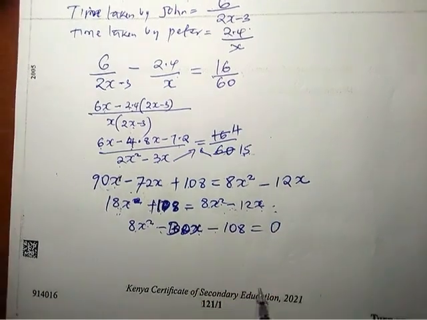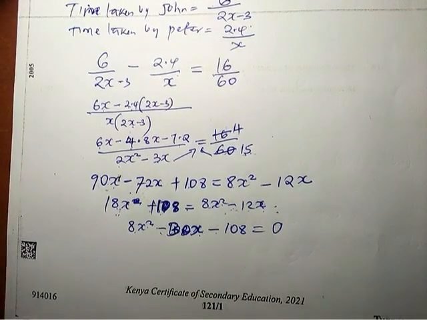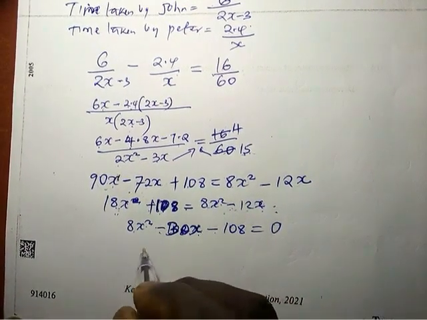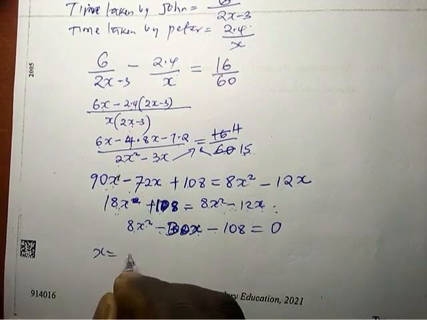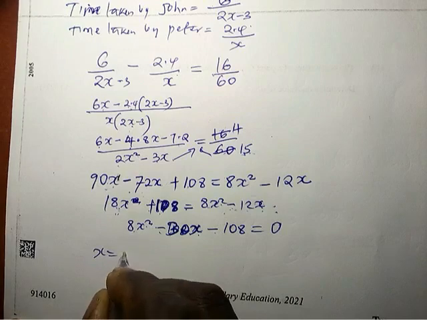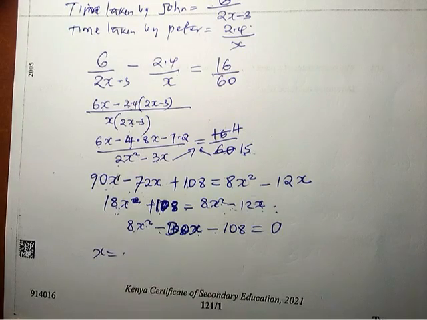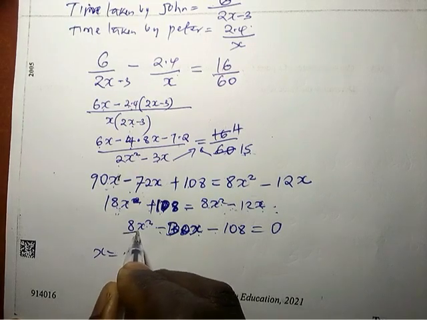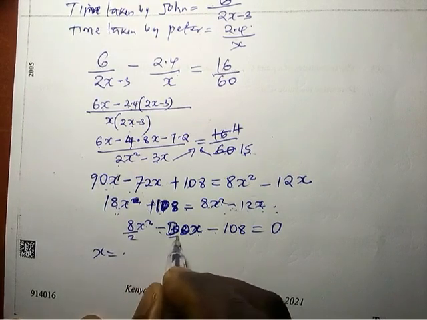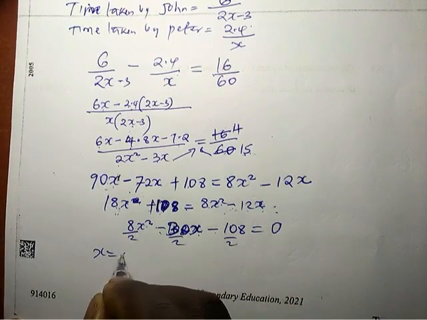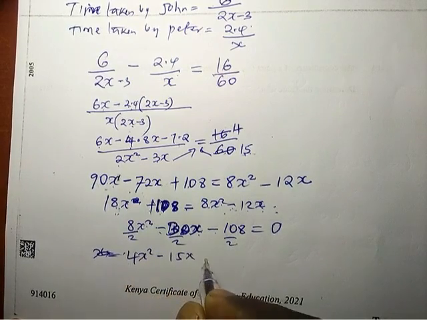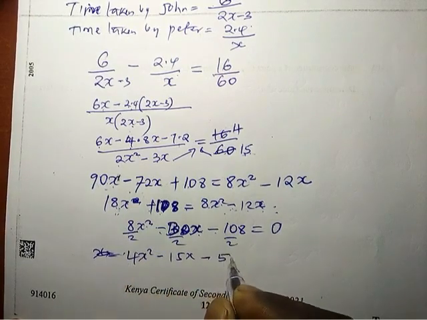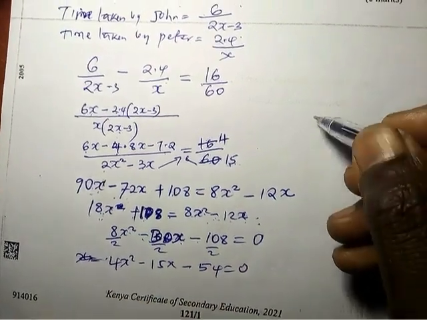Na kufika hapo tunaweza solve tukitumia the quadratic formula. So x is going to be, also we can even simplify this further. This one will be divided by 2, divided by 2, divided by 2, so which is going to be 4x squared minus 15x minus 54 is equal to 0. It's going to be easier that way.